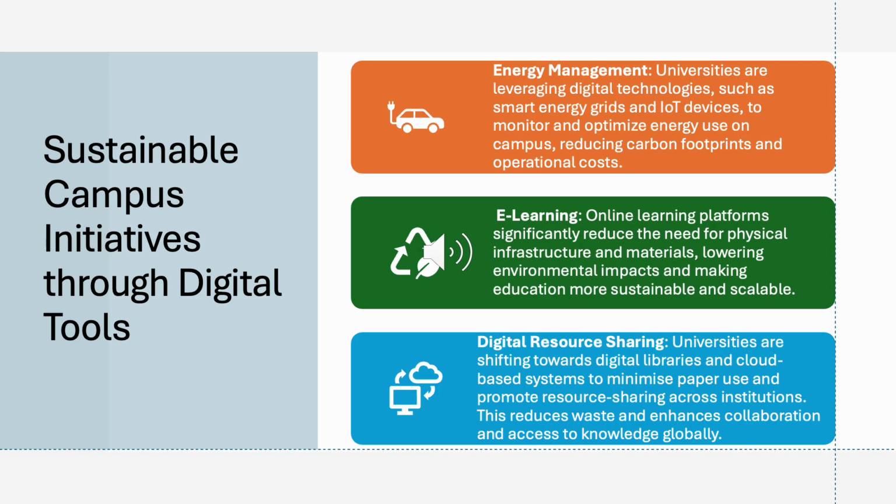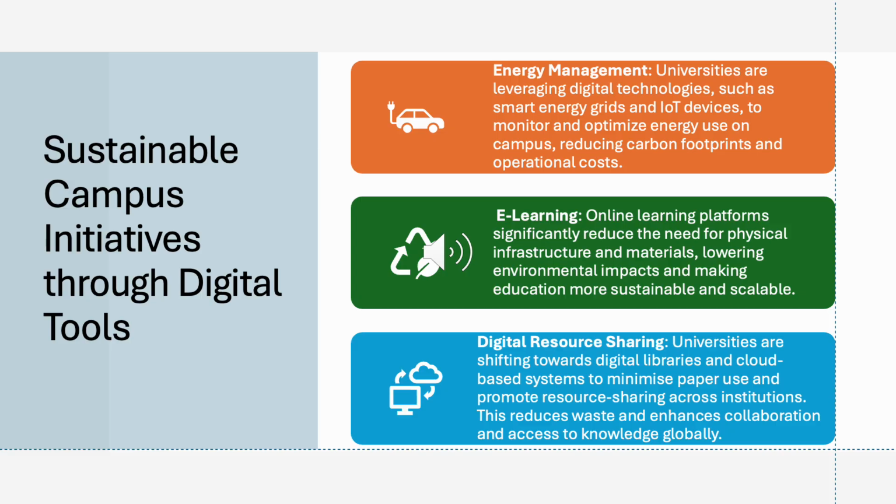Digital transformation can also provide sustainable campus initiatives through digital tools, such as e-learning and energy management. Universities can leverage digital technologies such as smart energy grids or IoT devices to monitor and optimize energy use on campus, reducing carbon footprint and operational costs. The e-learning platform significantly reduces the need for physical infrastructure and materials, but also makes it possible to provide access to learning to more people, making education more sustainable and scalable.